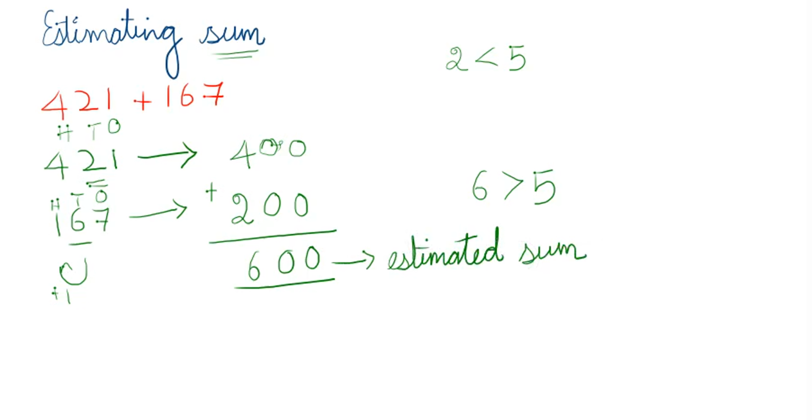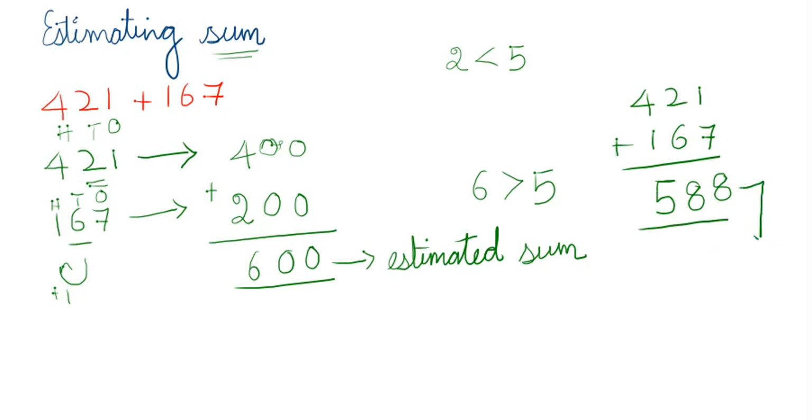So now if I am going to add 241 plus 167. So 7 plus 1 is 8, 6 plus 2 is 8, 4 plus 1 is 5. So this number, this sum 588 is called my actual sum. Okay, so now if you want to know if your estimated sum is right, what you can do is you can try rounding off your actual sum and check.